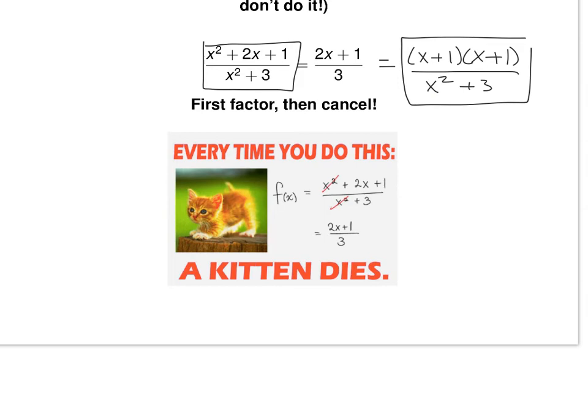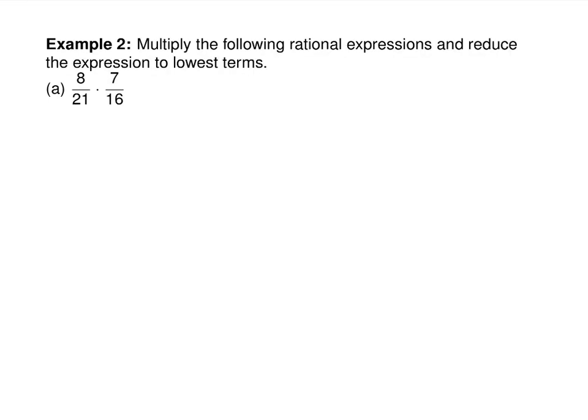Okay. So that's reducing. Multiplying is kind of reducing in disguise. We did a question like this early on, and the hard way is to multiply 8 and 7 and 21 and 16 and then reduce, right? What's the easy way? Yeah, most people call it cross-reducing. You can reduce the 7 and the 21 to 1 over 3, and you can reduce the 8 and 16 to 1 over 2.